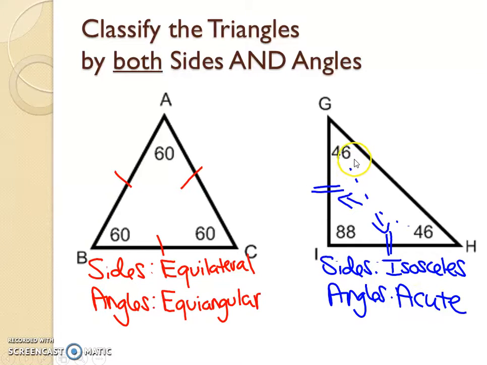And then you have 46, 46, and then 88. So you're going to look at these angles. All three of them are acute angles. So it is an acute triangle. So if you classify this triangle by size, it's isosceles. If you classify this triangle by angles, it's an acute triangle.